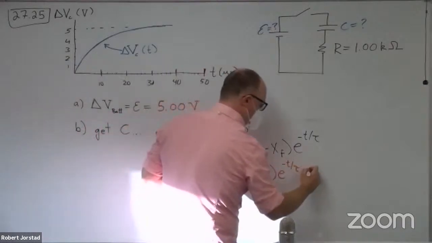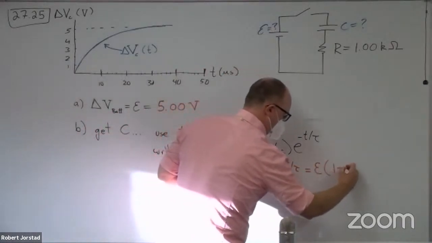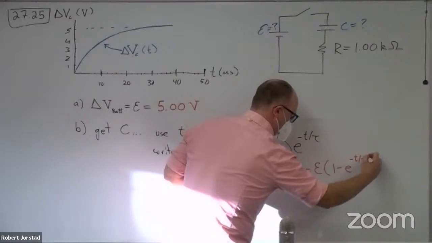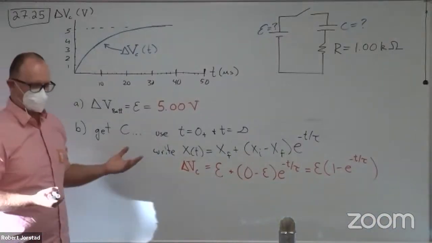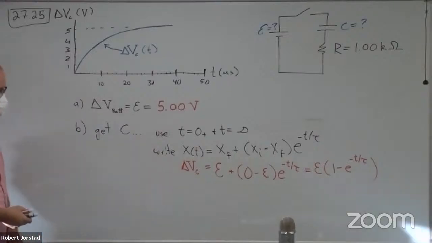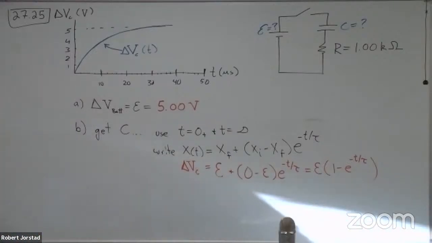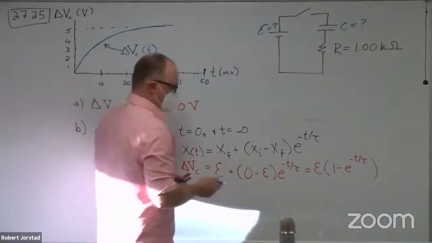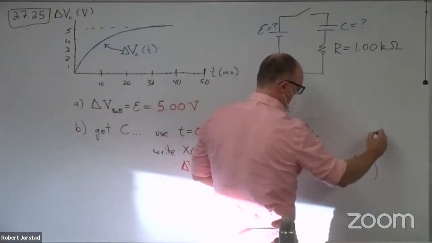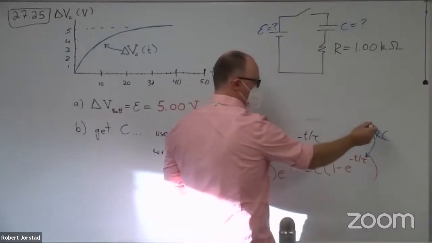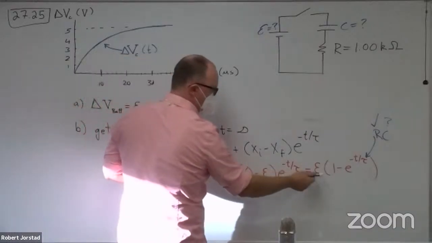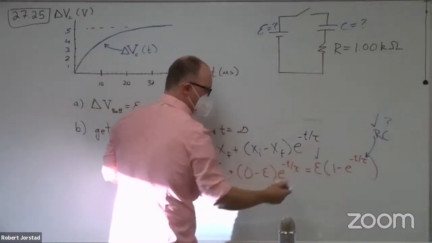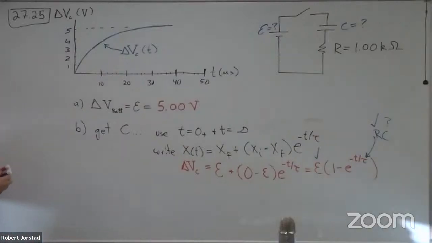Well, that's just... So in this case, we've got that. How does that help us get the capacitance? Where does capacitance show up in this? In that tau. What's tau? Do we know what R is? Yeah. We're looking for C. Do we know what E is? So now, how do we get the job done?